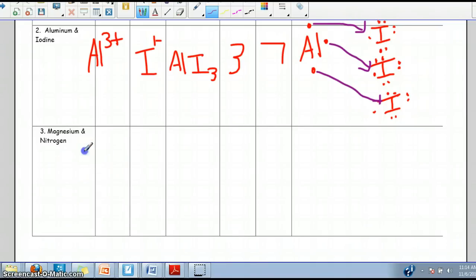All right, let's look at the last example. Magnesium and nitrogen. All right, magnesium is going to be our cation. He has a 2+ charge. Nitrogen is going to be our anion. He has a 3- charge. Swap and drop to get your formula. You get Mg3N2.